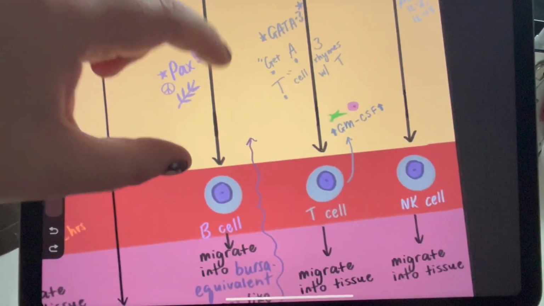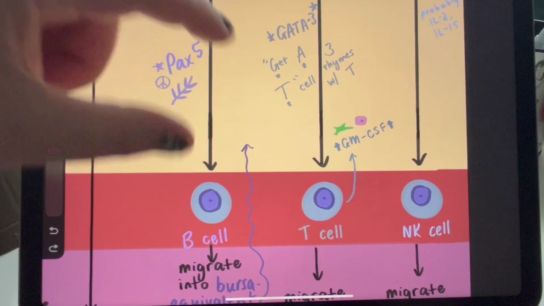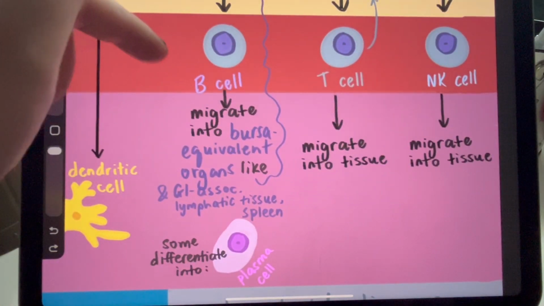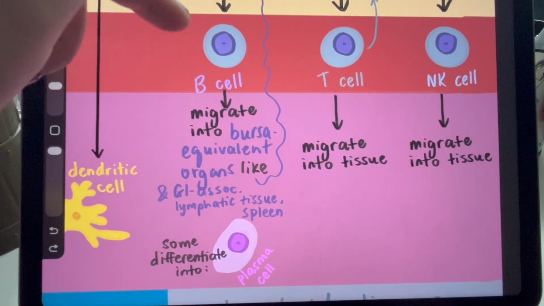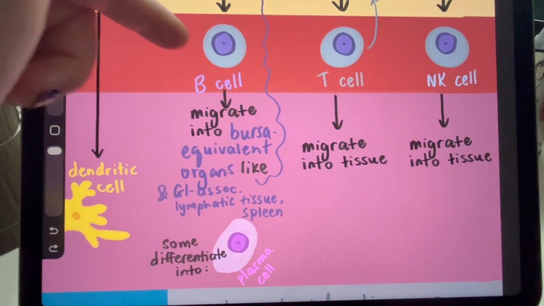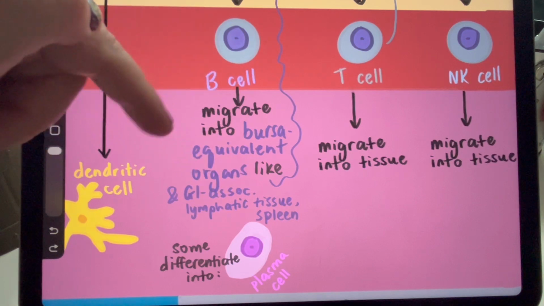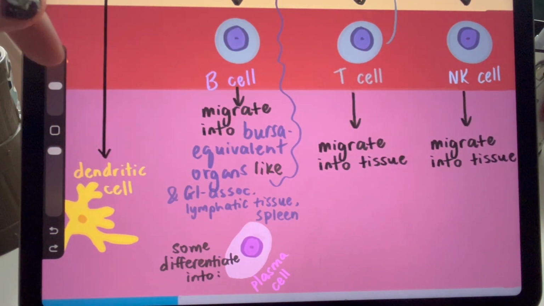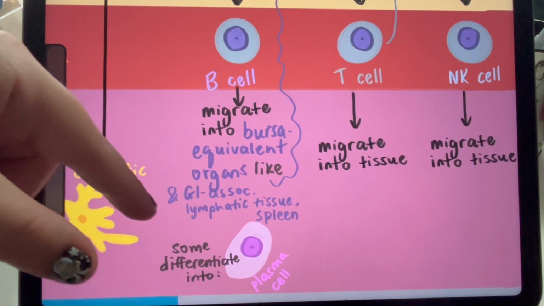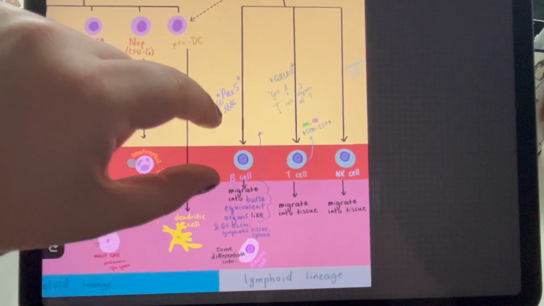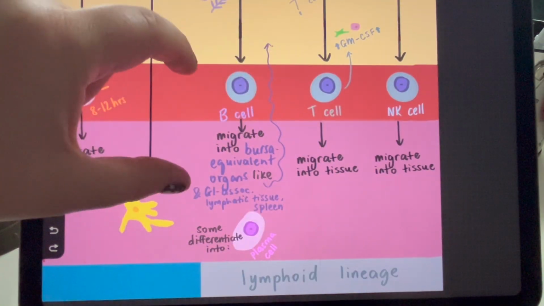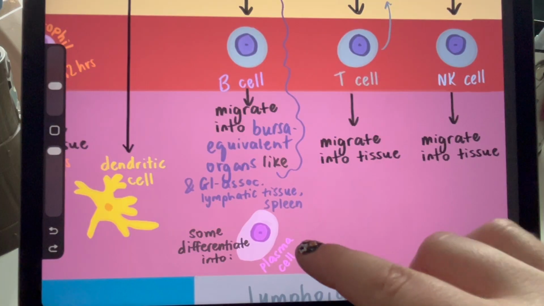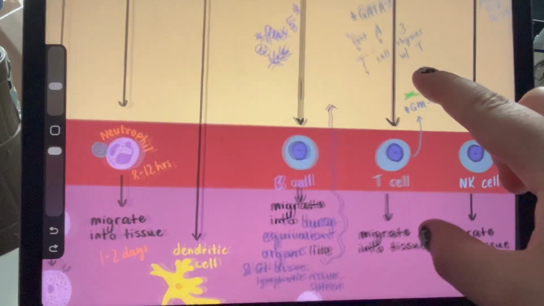So if a lymphoid progenitor gets stimulated by the transcription factor PAX5, it'll turn into a B cell once it migrates out of the marrow. So this is happening in the blood. And then it'll migrate into what they call bursa equivalent organs. These are going to be your GI associated organs, also your marrow. That's why there's this arrow coming back here, and lymphatic tissue and spleen. And then some B cells specifically are going to differentiate into plasma cells. And then we have the T cells.